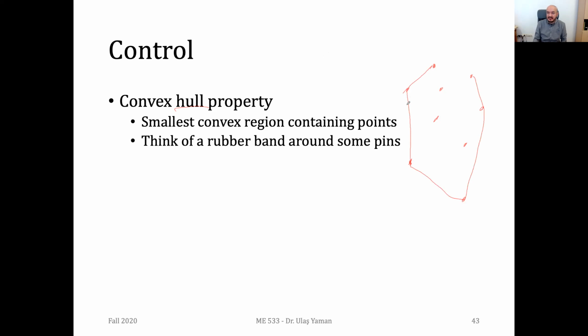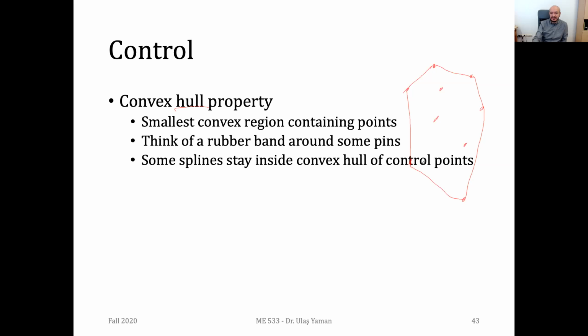So that is the convex hull of the given set of points, which means that the resulting polygon is a convex one, and all the points are inside this convex region. So why is it important for, let's say, splines? Since some types of splines actually stay inside this convex hull of the control points. This actually helps us a lot.